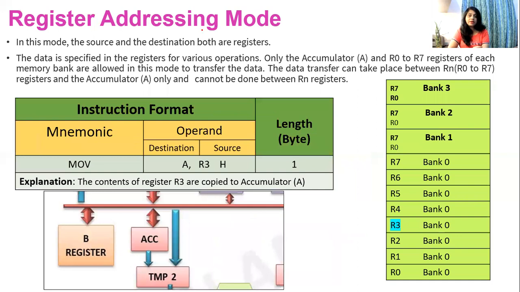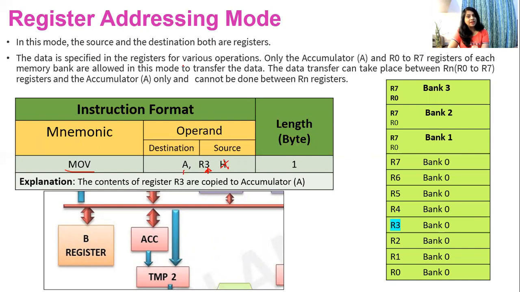Now, register addressing mode. In this mode, source and destination both are registers. In the previous addressing mode, which was immediate addressing mode, the source was data. Now in register addressing mode, source and destination both are registers. Let's take an example: MOV A, R3. A is also a register and R3 is also a register. So in this mode, the H is not required here.